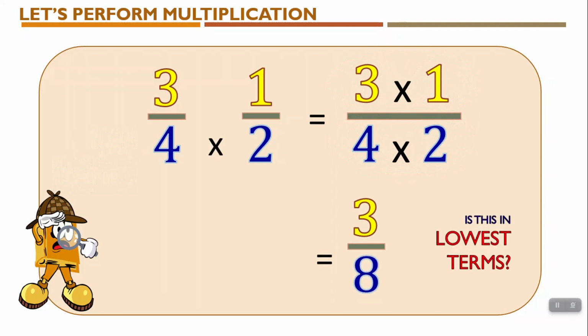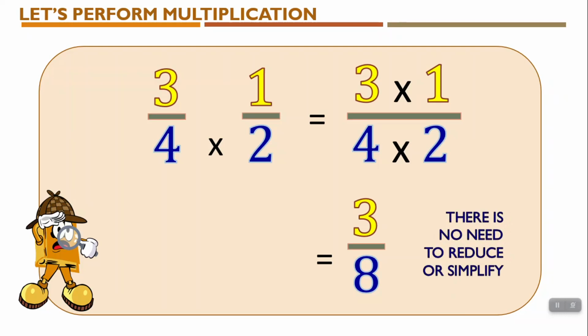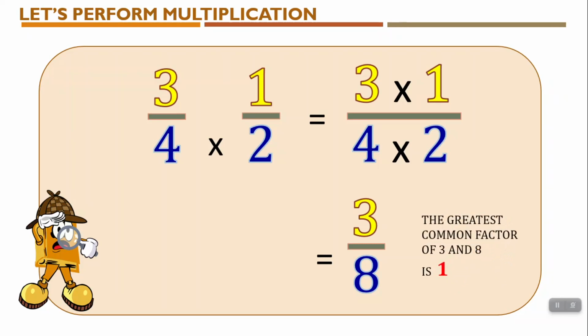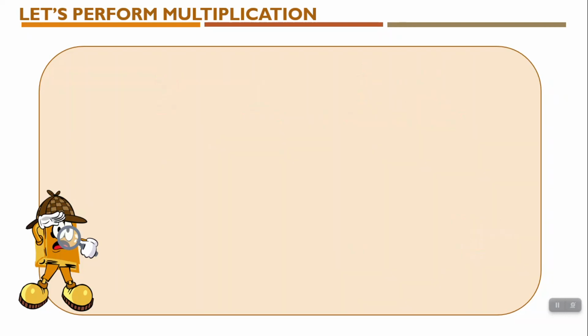Is this answer now in lowest terms? Yes. How do we know that? There's no need now to reduce or to simplify, but how do we know? We know that because the greatest common factor of 3 and 8 is 1. There is no number that we can divide 3 and 8 both by to give us a smaller number, except the number 1, which will give us the same answer as 3/8. And so therefore this is in its lowest terms, 3/8.